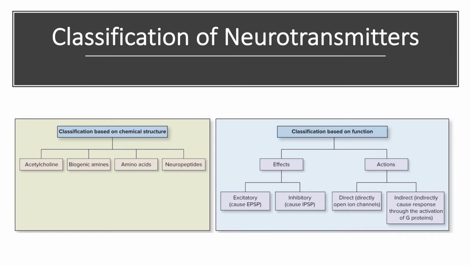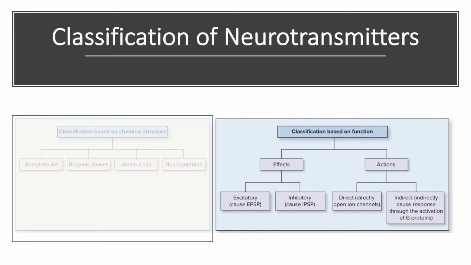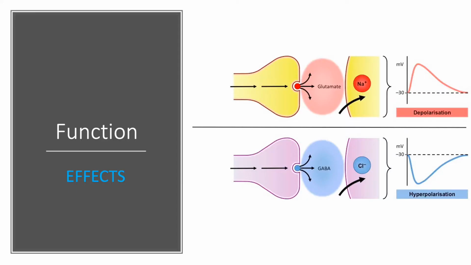All right, so let's turn to function, and let's start by looking at classification of function by looking at the effect of that neurotransmitter. When classifying neurotransmitters by effect, we look at whether they are excitatory, which can help lead to a depolarization and action potential, or whether they are inhibitory, and they lead to hyperpolarization, moving membrane potential further from threshold.